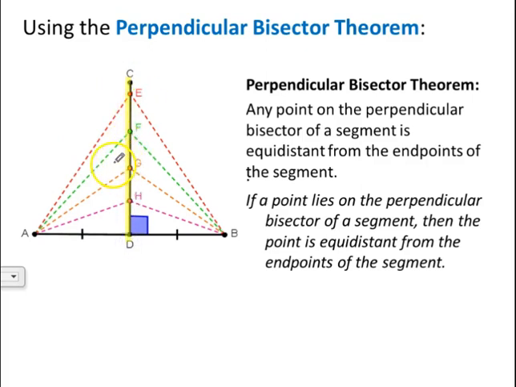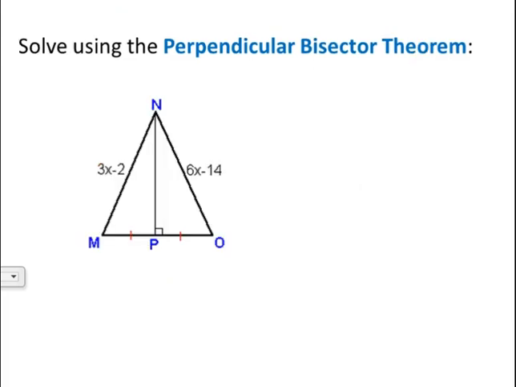So any point that lies on the perpendicular bisector is going to be equidistant from the endpoints, meaning that from A to H is going to be equal to H to B. So segment AH is going to be equal to segment HB. Same if we were to go up a point a little bit higher, AF is going to be equal to the distance from FB. I'm going to go on to the next slide, so if you need more time, go ahead and click pause.